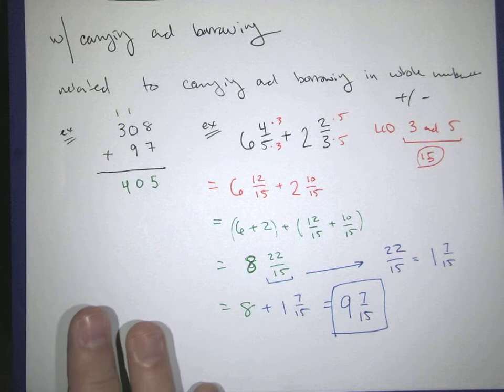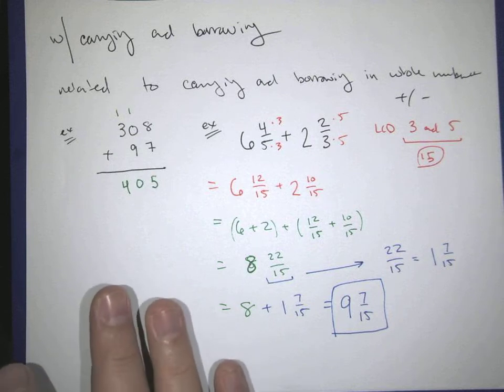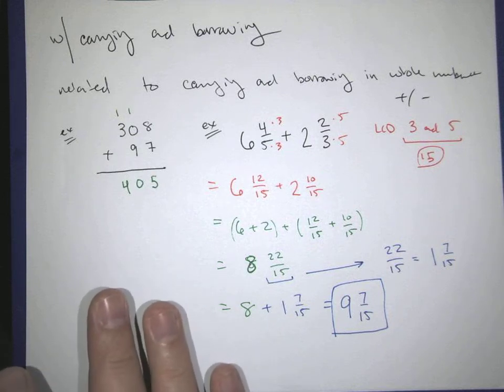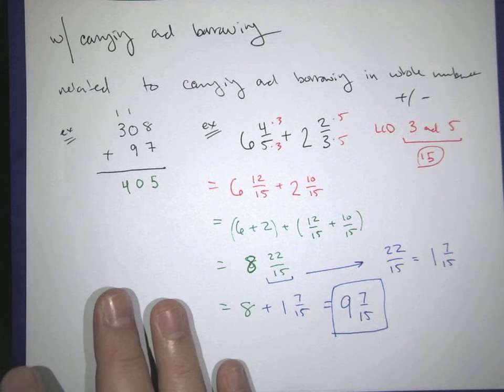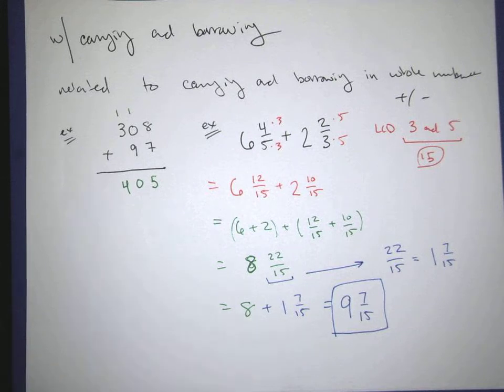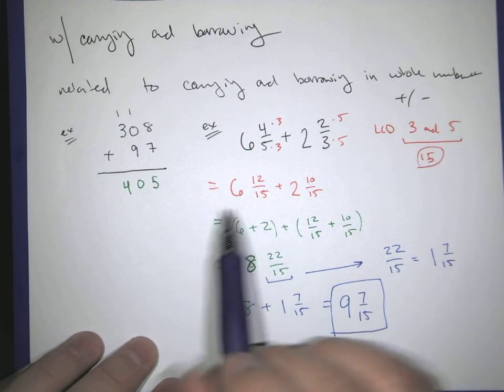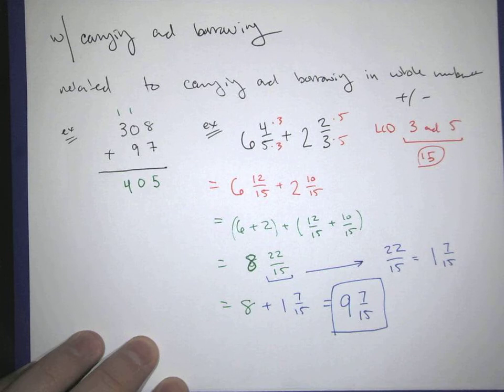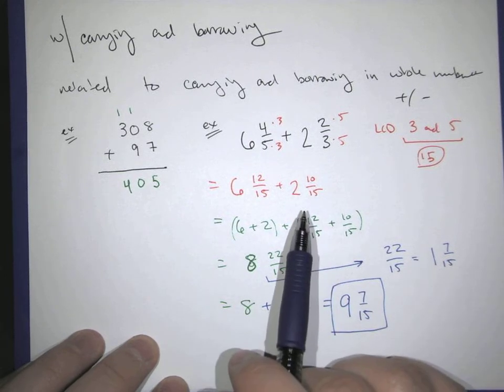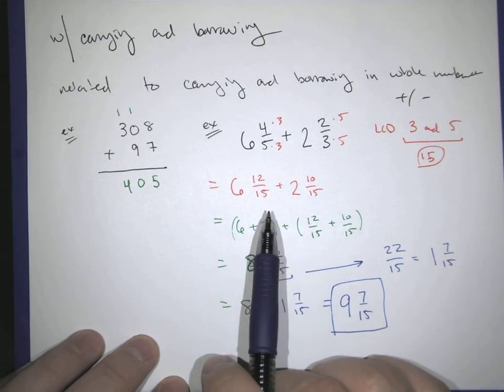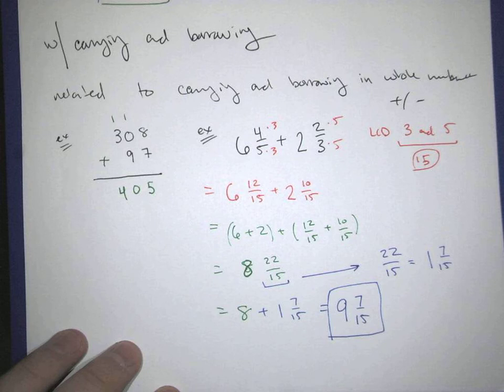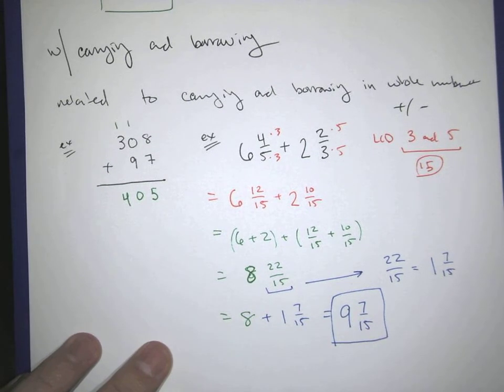In theory, this is a situation you could avoid if you converted everything into an improper fraction. But the limitation is you're going to be doing 6 times 15 plus 12, and 2 times 15 plus 10. 2 times 15 plus 10 is not that bad, obviously, but 6 times 15 plus 12, it's certainly not one I know off the top of my head.